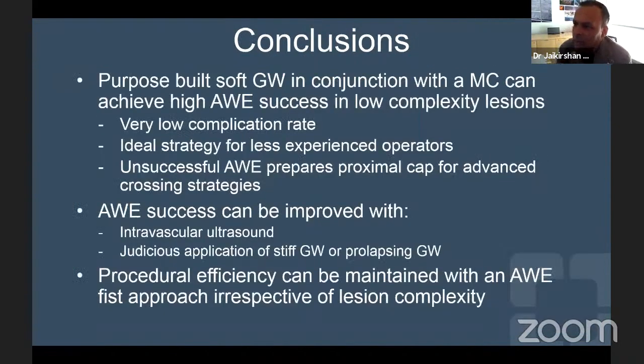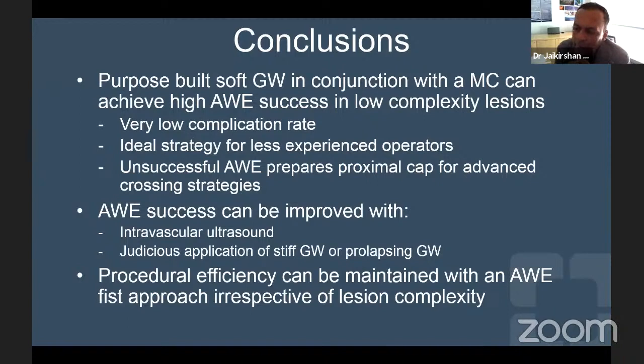So that kind of concludes my talk. I just wanted to highlight some of the main points. Purpose-built soft guide wires in conjunction with a microcatheter can achieve very high antegrade wire escalation success in low complexity lesions and with very low complication rates. This may be the ideal strategy for less experienced operators. And in cases that are unsuccessful, it prepares the lesion for more advanced crossing strategies, be it ADR or retrograde.